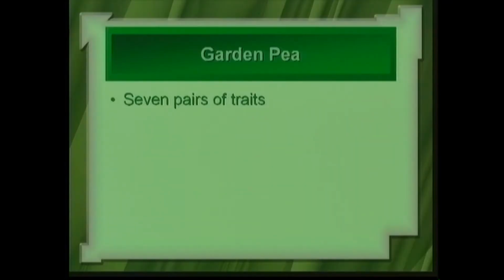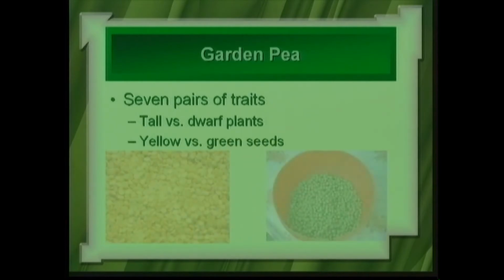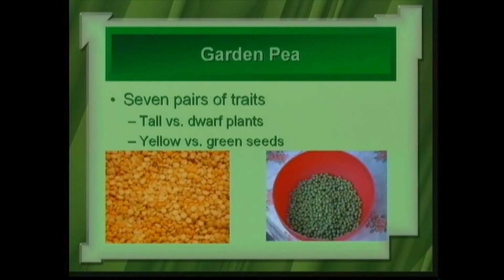And another thing too is that these garden peas generally have 7 pairs of opposing traits. They have 7 easily identified traits. For one thing, you had some that were tall, and tall was actually, as we're going to find out, dominant to dwarf plants. So you had tall plants and you had small plants, or dwarf plants. You had some with yellow seeds, you had some with green seeds. So generally you didn't have yellow-green, you didn't have medium size. You had either yellow or you had green for purebreds.